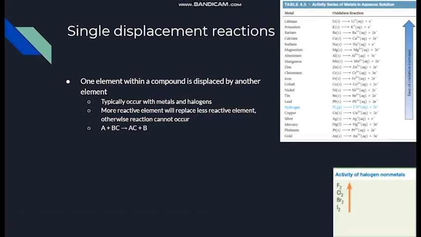In a reaction where we say element A is, for example, cobalt, and element B in compound BC is lower than cobalt, element A is going to replace element B in compound BC and then form compound AC. To use cobalt again, if cobalt is element A, say copper is element B, cobalt is going to replace copper and then form compound AC. Same goes for nonmetals. If we have fluorine as element A and bromine as element B, fluorine is going to replace bromine to form compound AC.